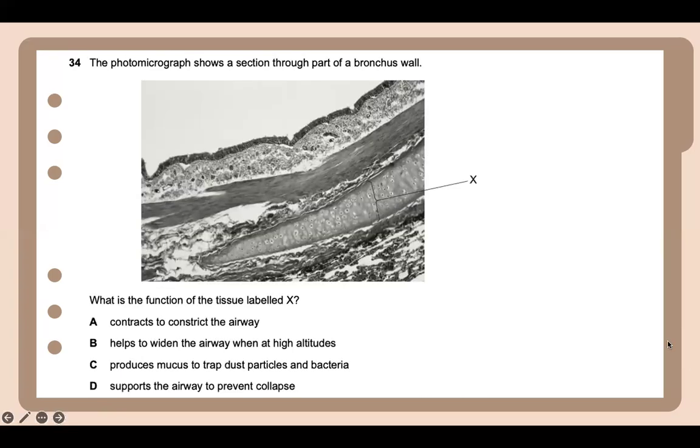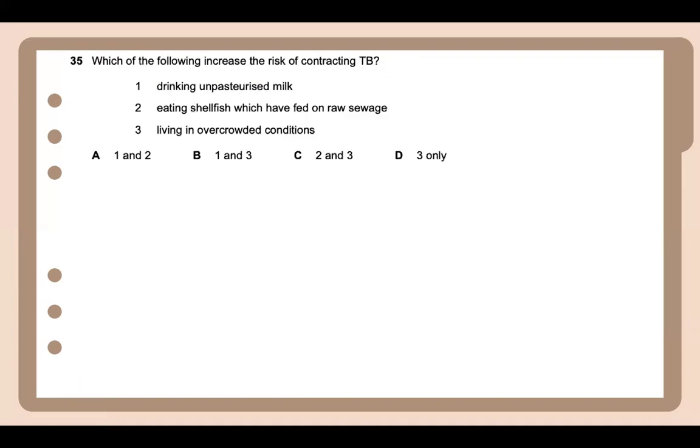The photomicrograph shows a section through part of a bronchus wall. What is the function of the tissue labeled X? The function of the tissue labeled X is to support the airway to prevent collapse.